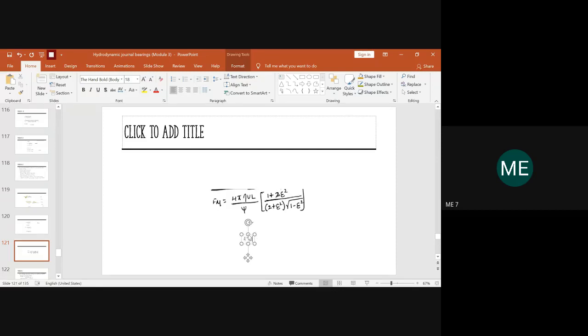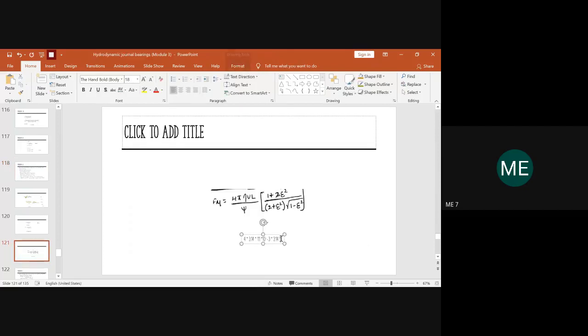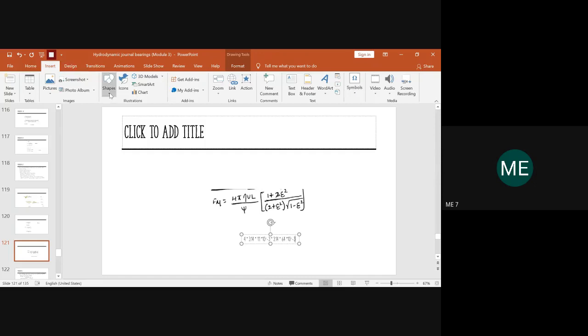So it is 4 into pi value is 3.14 into viscosity is 11 into 10 to the power of -3 into u value is 3.14 meter second, and the value of length, what is the length of the journal bearing? It is 64 mm. So it is 64 into 10 raised to the power -3. So divide that by the diametrical clearance ratio.